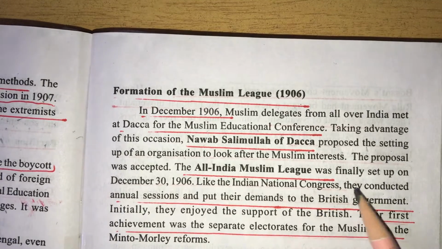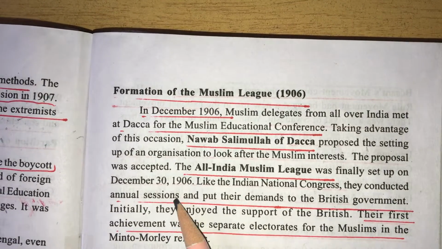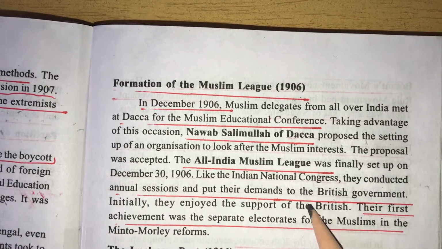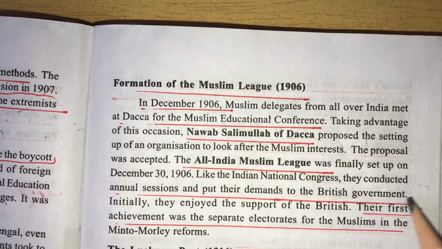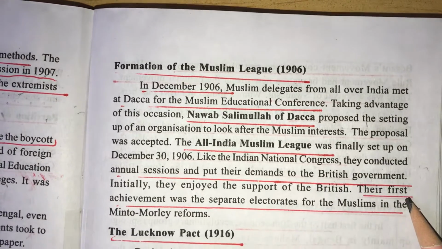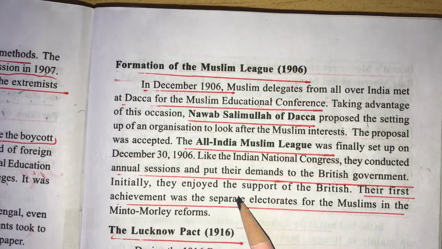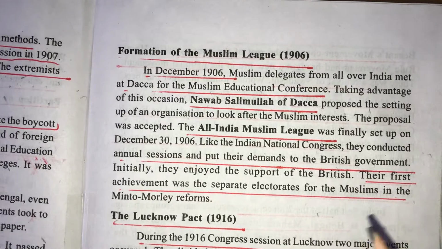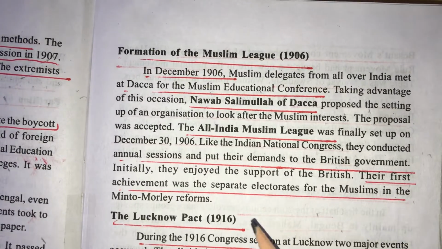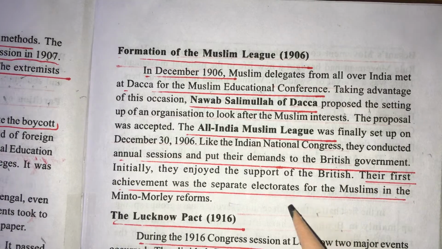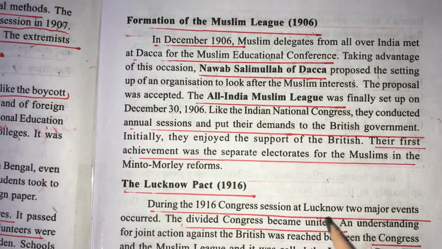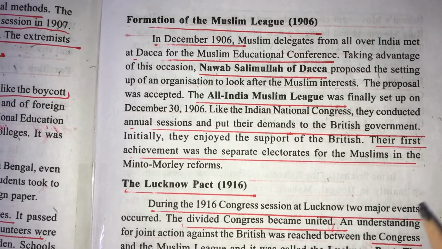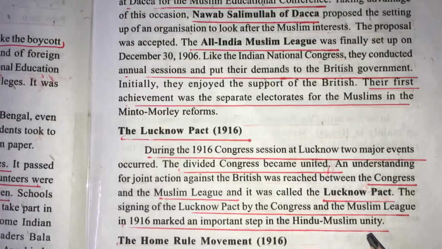The All India Muslim League was finally set up on December 30, 1906. It was like the Indian National Congress. They conducted annual sessions to put forward their demands to the British government. Initially, they enjoyed the support of the British. Their first achievement was separate electorates for the Muslims in the Minto-Morley reforms. After the formation of the Muslim League in 1906, the next topic is the Lucknow Pact.